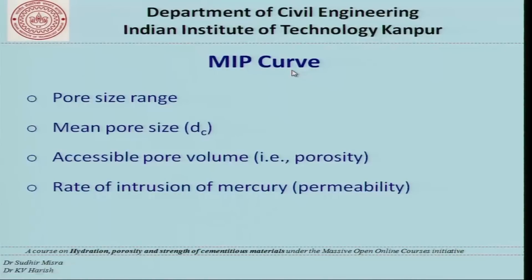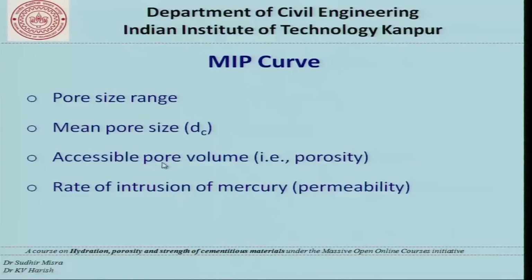Now, some more explanation about mercury intrusion porosimetry curves is provided. In the explanation that we saw a couple of lectures before under mercury intrusion porosimetry, we saw that the pore size ranges could vary, and we saw how to determine DC and also pore volume and others. Now, in addition to all these three, you should also understand that MIP can also be used to understand the permeability through a factor called the rate of intrusion of mercury.